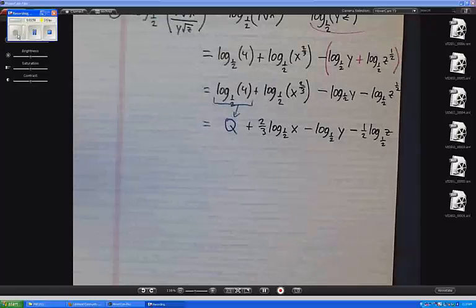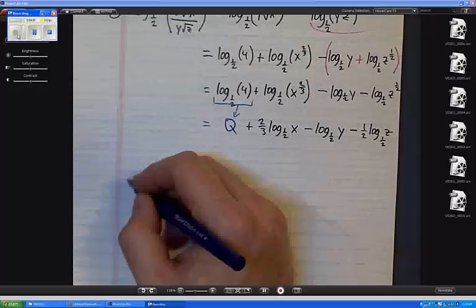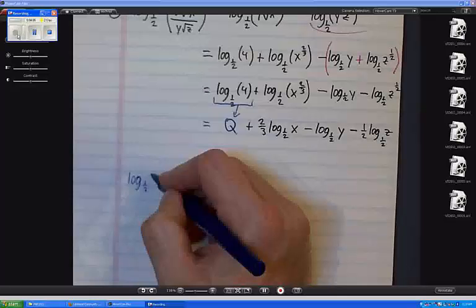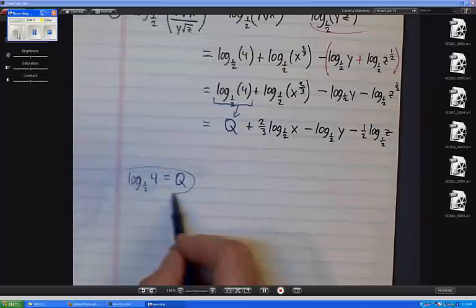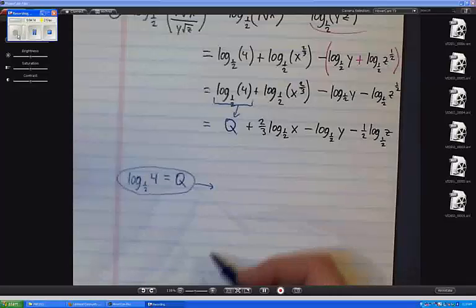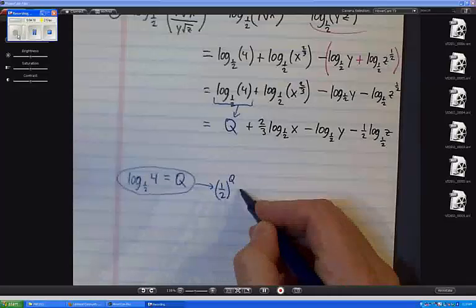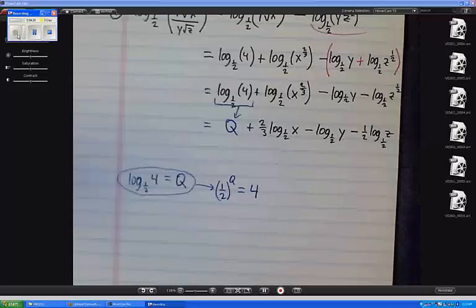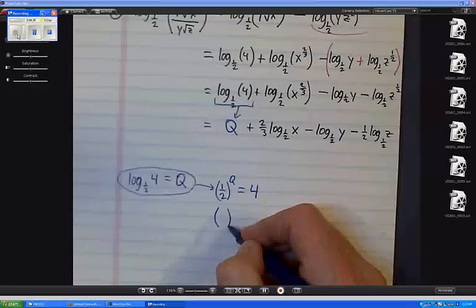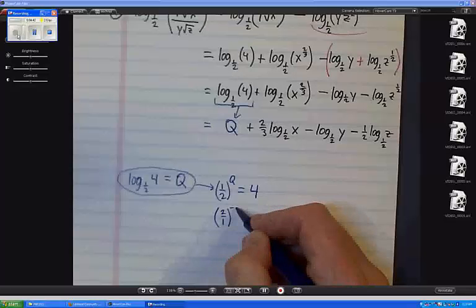Let's see. I know that the log base 1/2 of 4 is equal to Q. This one's a hard one. So how do I rewrite that? 1/2 to the Q equals 4. That is hard. That's one of the reasons I wanted to do this example, because of the base. This is not easy. Let me show you a trick. When I do the trick, you guys will probably get this. Okay? 2 to the negative Q equals 4.